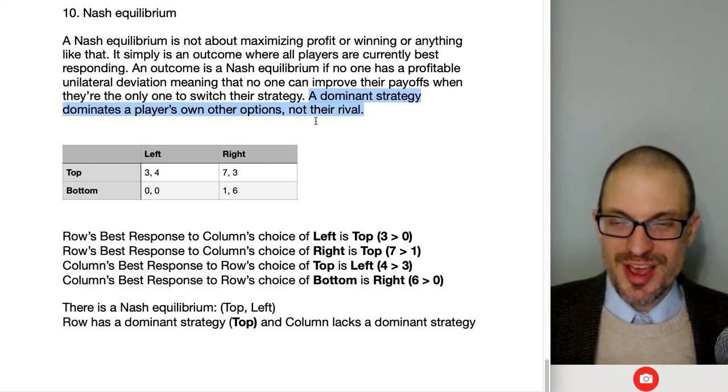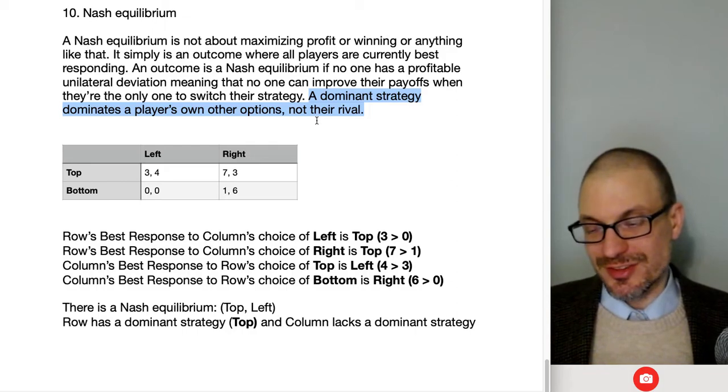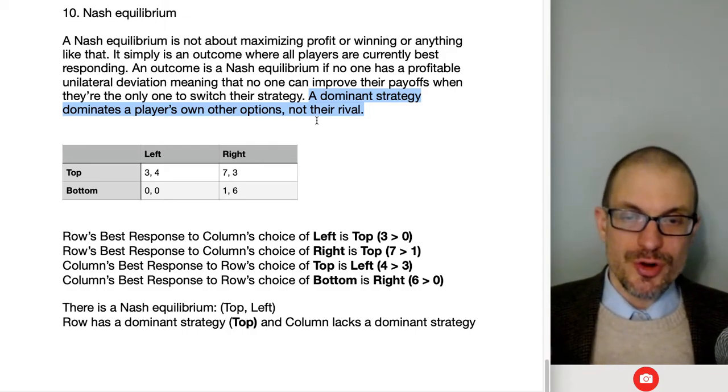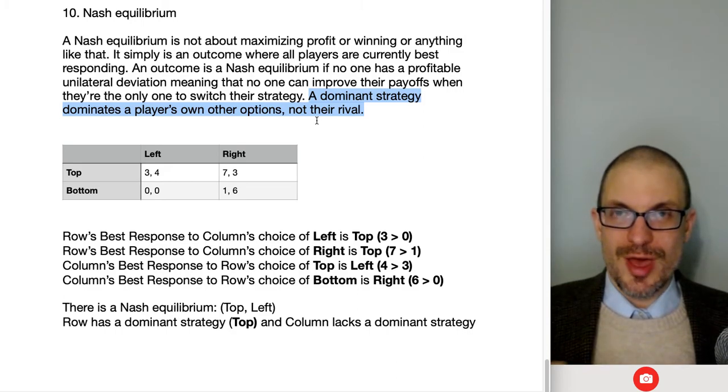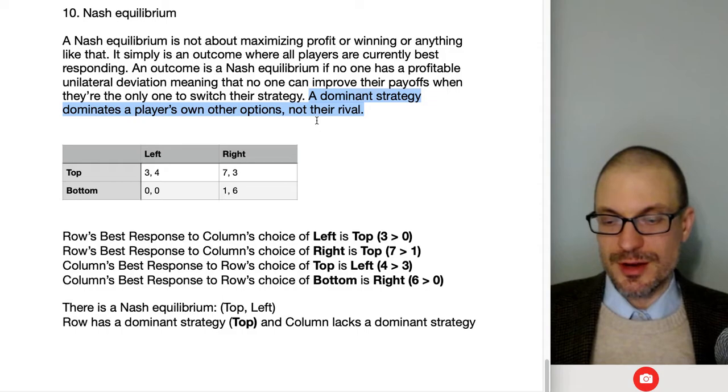Right, so dominant strategy sounds like this is how you're going to win the game or something, which also has no interpretation. Dominant strategy doesn't dominate your rival. You might think it does, but it doesn't. What the dominant strategy does is it dominates your other options, right? So a strategy that's always a best response is going to be a dominant strategy.